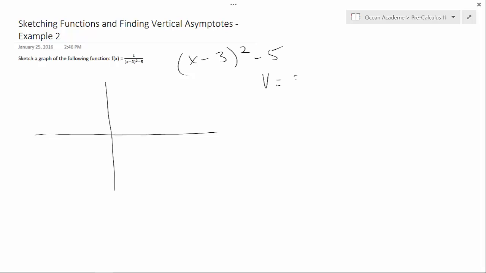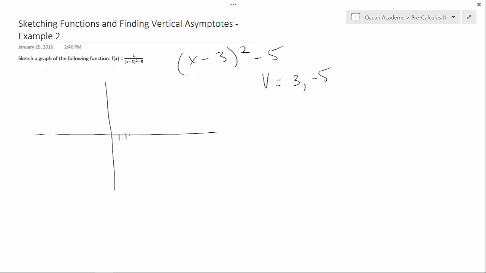Sketching functions and finding vertical asymptotes. Example 2. Sketch a graph of the following function: f(x) = 1 over (x - 3)^2 - 5. First, let's just look at the denominator. If we were to graph this, we would say that our vertex is at (3, -5).